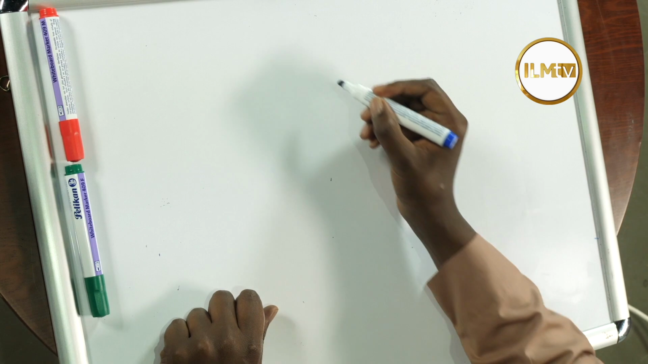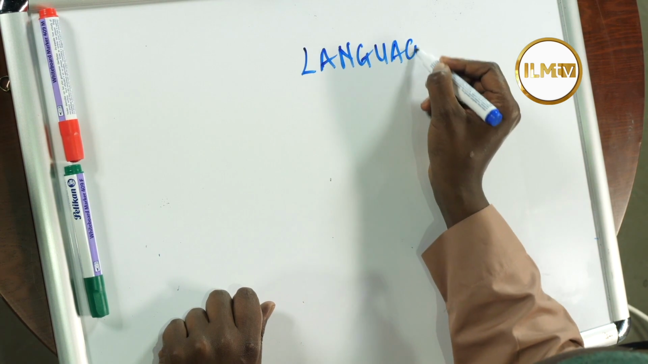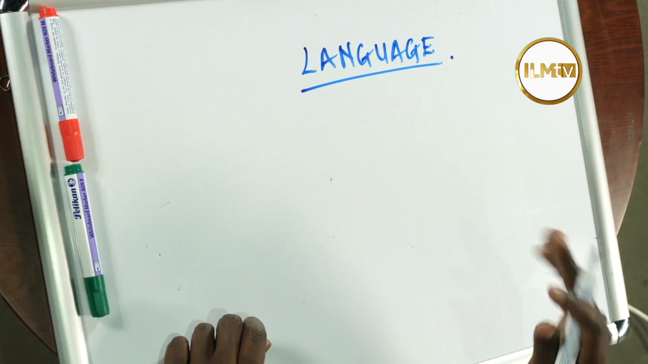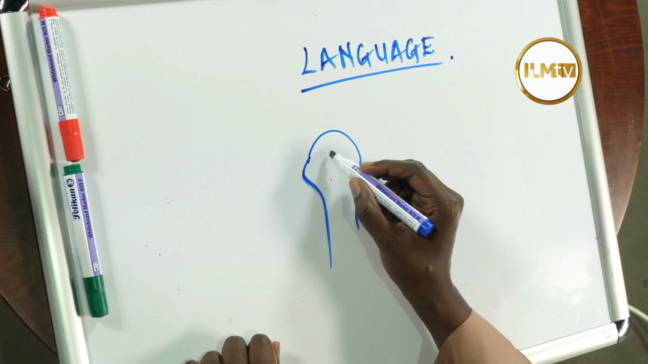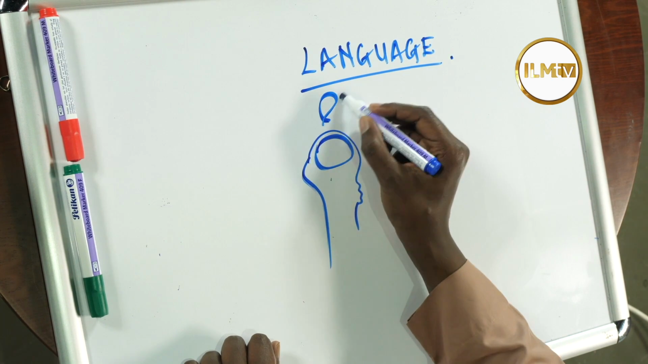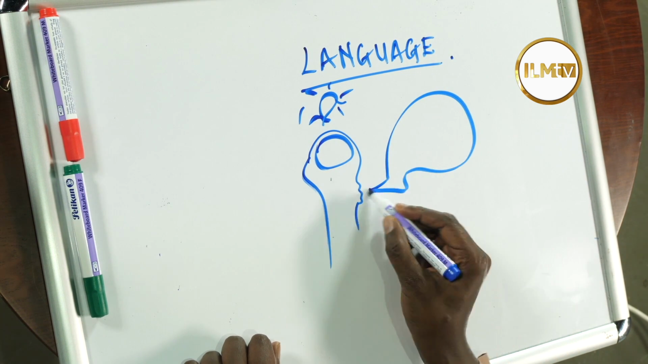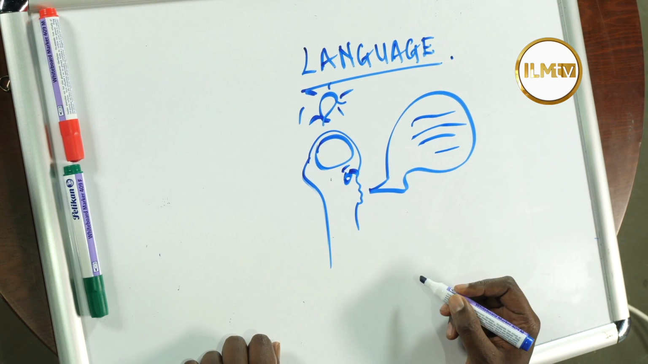So we are on the topic of language. Language comes in two flavors. We have speech and we have writing. So for speech, we could have a person with an idea, and he wants to express this idea, and the idea is expressed.